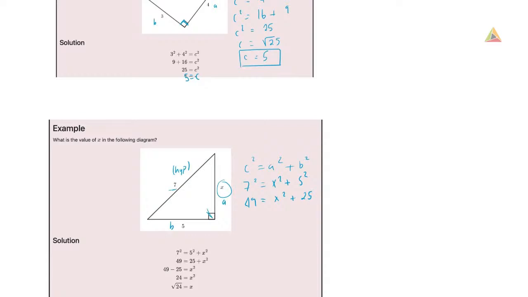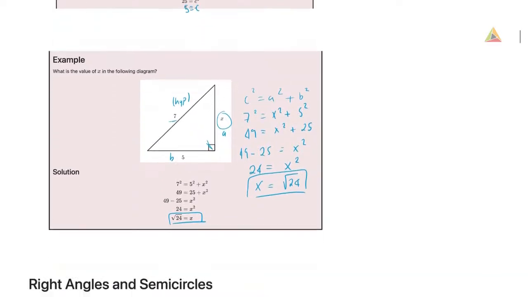So we're going to bring numbers to one side and letters to the other. I'm going to bring the 25 over beside the 49. 49 take away 25 gives us x squared. 49 take away 25 is 24. That gives us what x squared is. Now we want what x is, not what x squared is. So x is going to be the root of 24. And because that doesn't give us a whole number, we can just leave it in that format, which it has in the answer here. Okay.